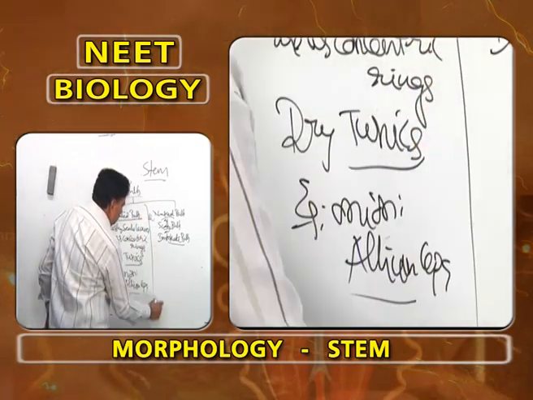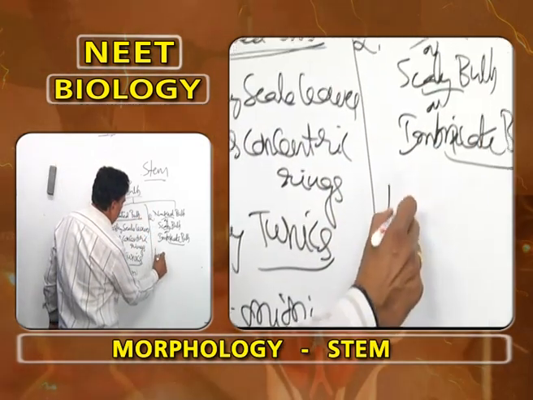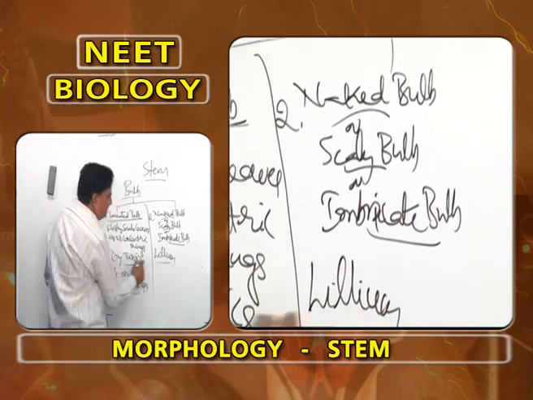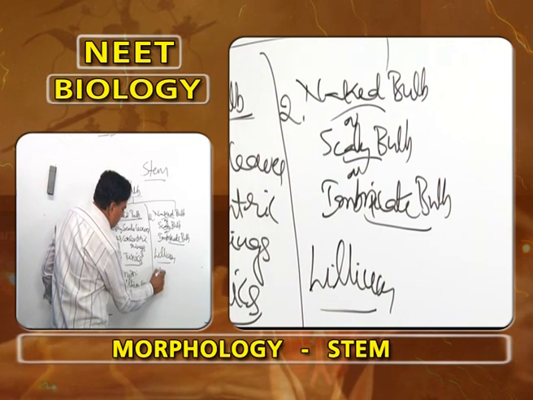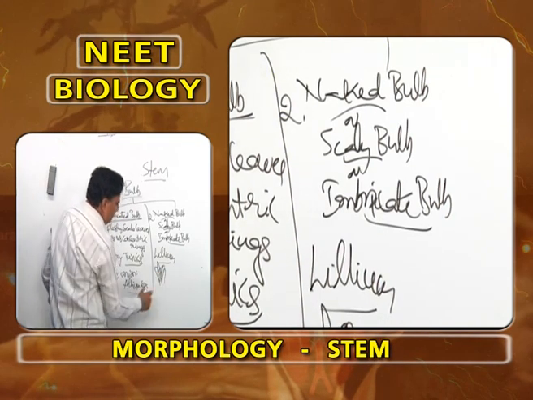Then naked bulb. Naked bulbs are found in Lilium. Here leaf bases store food material, and these leaf bases appear as a bunch and are not surrounded by any tunic.